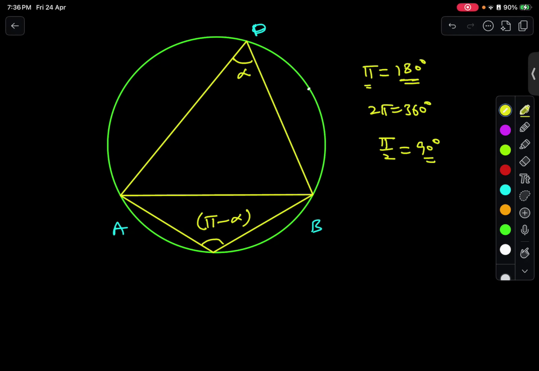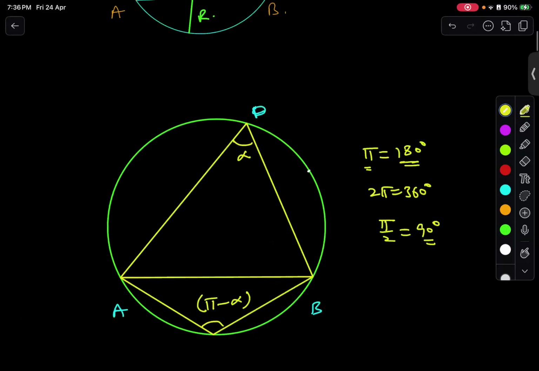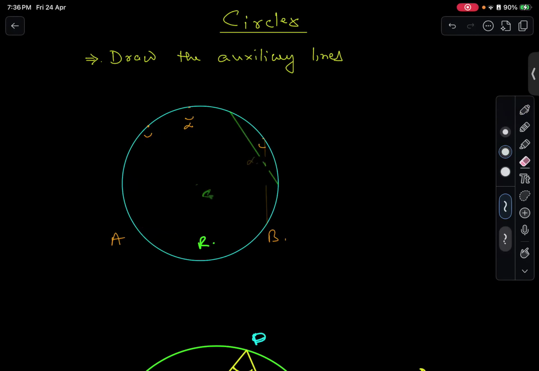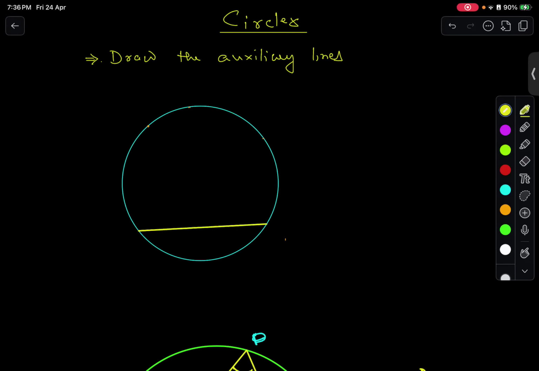Sir, excuse me. In the previous diagram, when you drop the perpendicular, we get only a single isosceles triangle, but you said that we are getting two isosceles triangles. See, when you are dropping the perpendicular from the center, this is the chord and this is the center. This radius and this is again the radius. Both are the radius, which means both are equal.